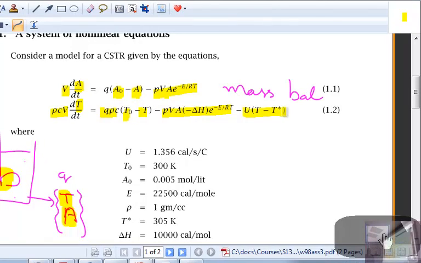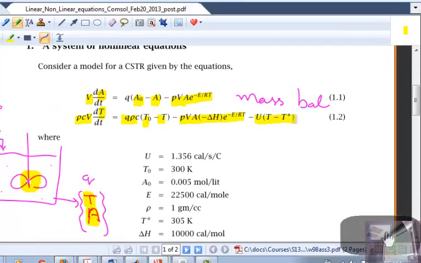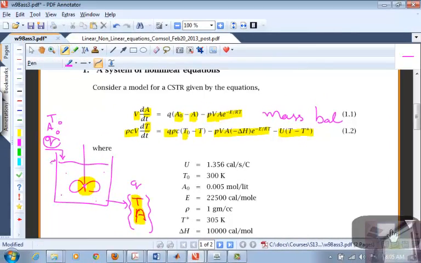What do you think this one is? U is the heat transfer coefficient. So T minus T star is the energy that is transferred. So there is a jacketed vessel, and you have heat loss carried by the heat exchanger that is surrounding the vessel. Okay, that is the physical origin of this equation.